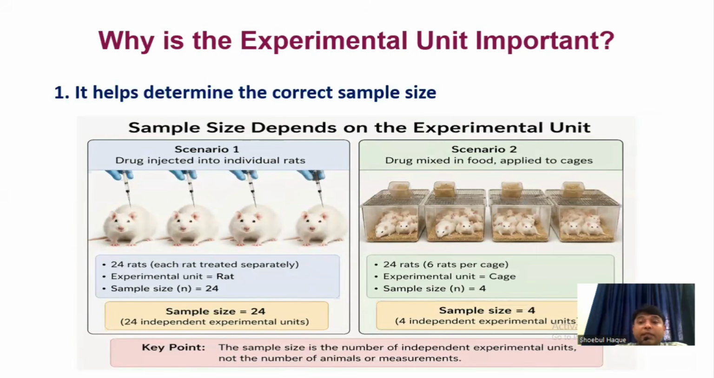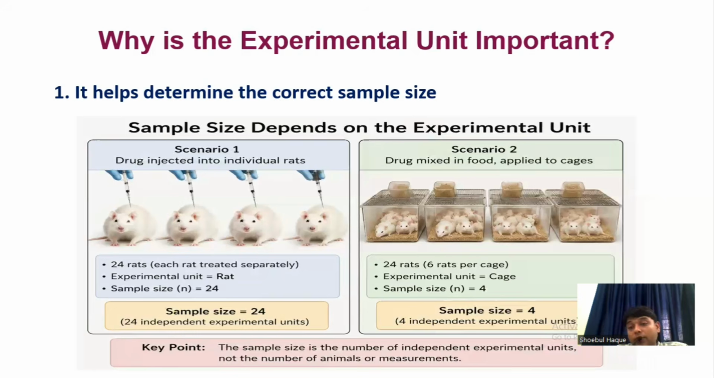Why is this experimental unit important? Here we can see, in scenario one, treatment is given individually to every rat. So total units here we can calculate as 24, because there are 24 rats in the experiment. So sample size, small n, is equal to 24.